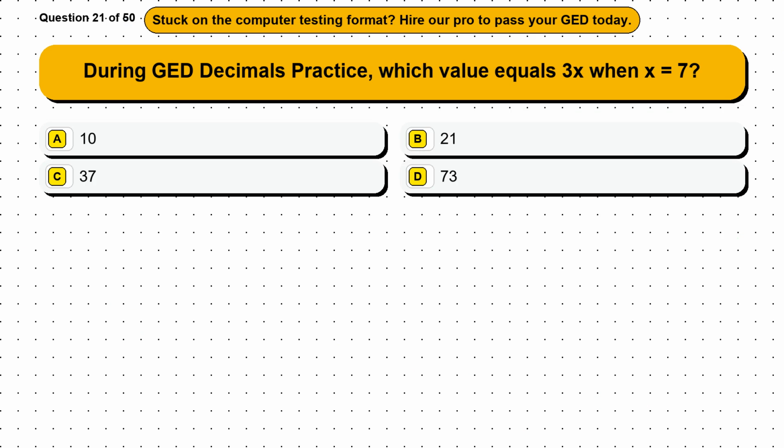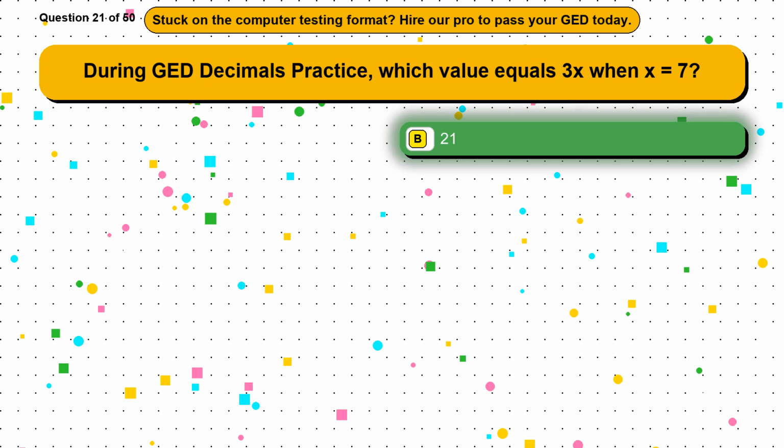Question 21. During GED Decimals Practice, which value equals 3x when x equals 7? Option A, 10. Option B, 21. Option C, 37. Option D, 73. The correct answer is option B. 21.